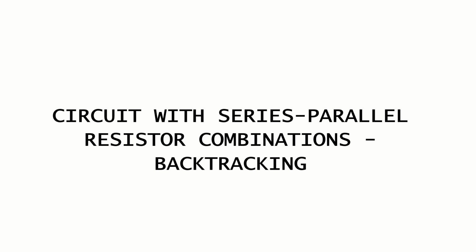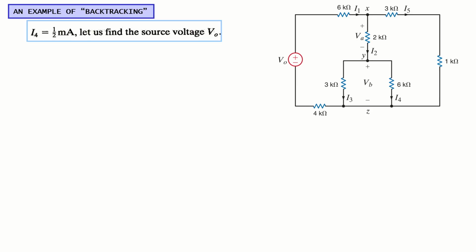We are learning about circuit analysis with circuits that have series and parallel combinations, using the basic techniques. So let's have a look at this example to further master the skills of backtracking. What we need to do here: I4 is given, which is 1/2 milliampere, or 0.5 milliampere, and we need to find V naught. Basically, what is the voltage drop between these two terminals?